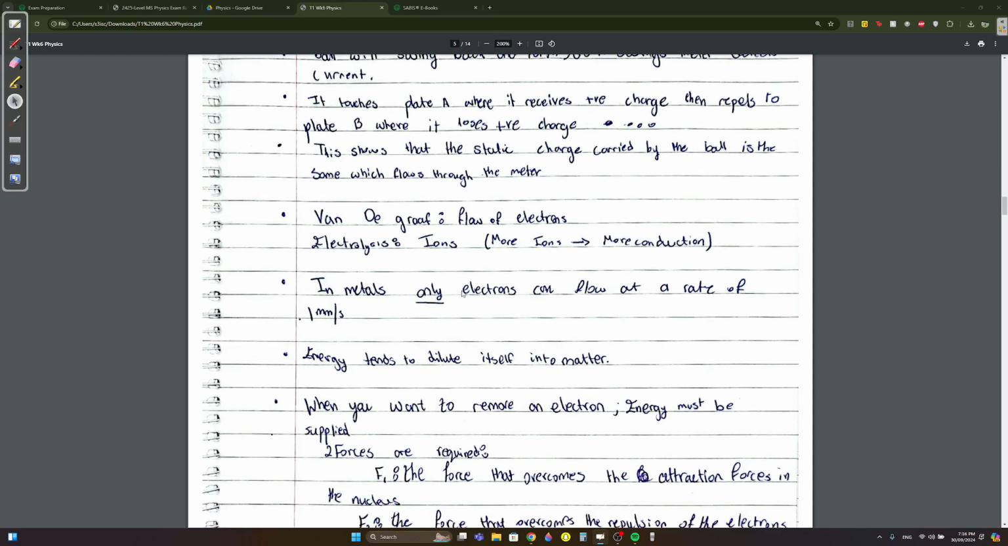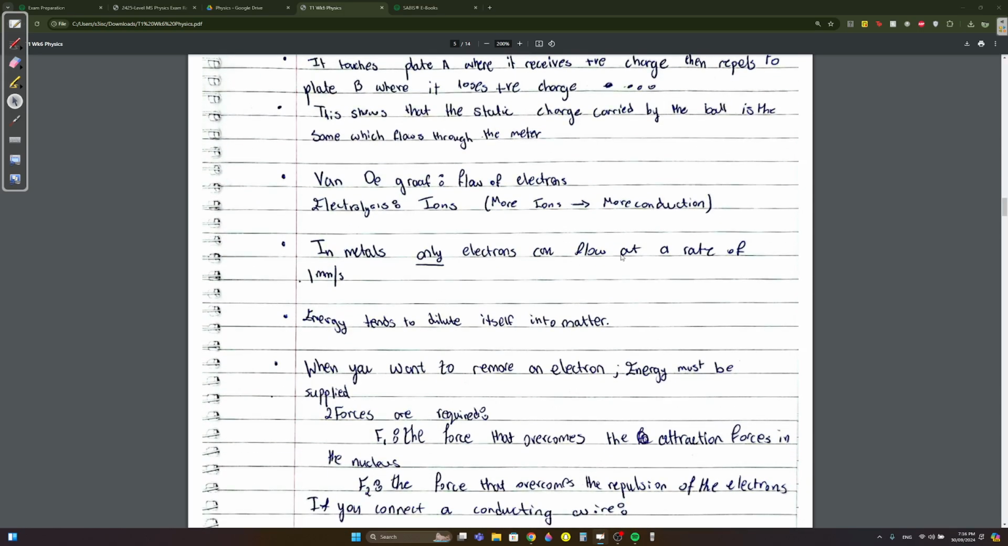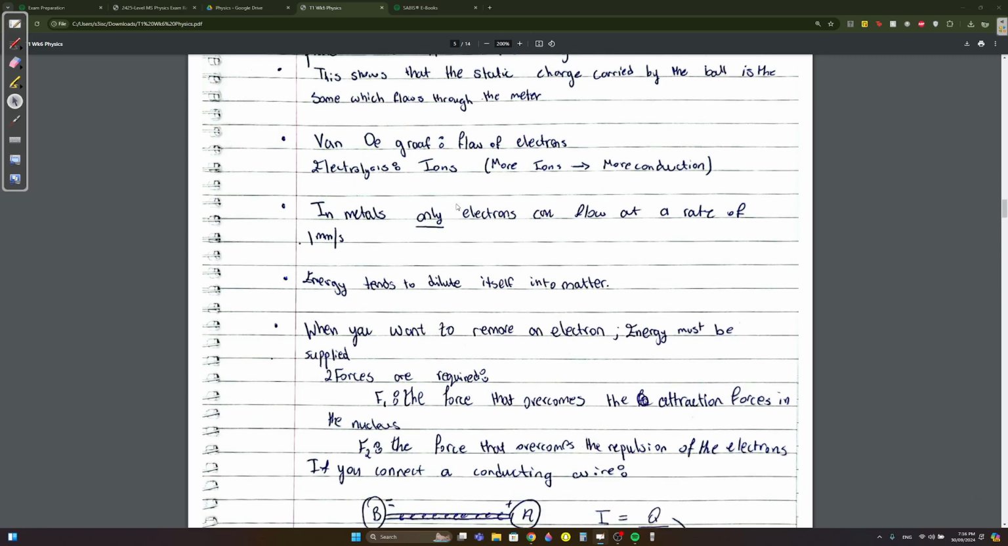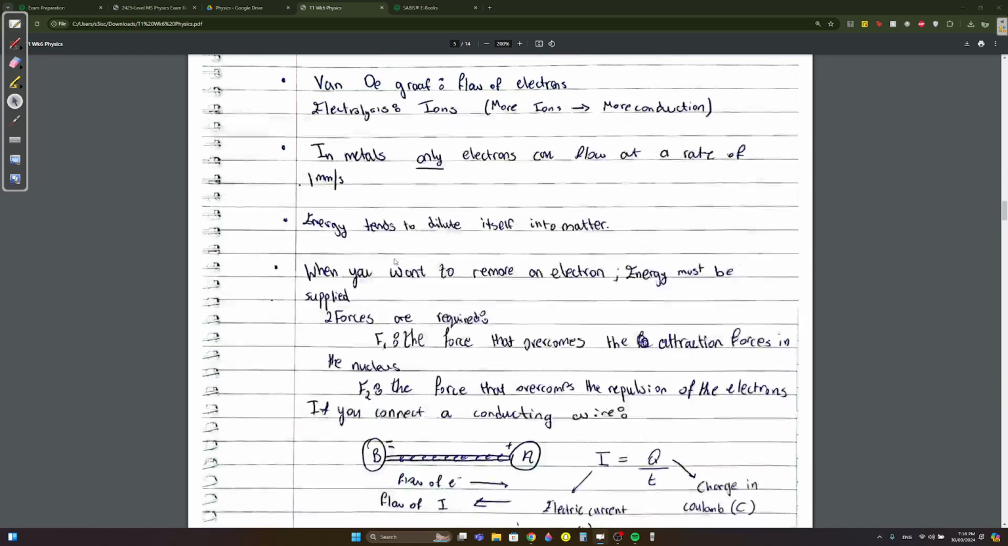In metals, only electrons can flow, at a rate of 1 millimeter per second. In metals, only the electrons can flow, right? Nothing else. This is in metals. That's what causes metals to conduct electricity.